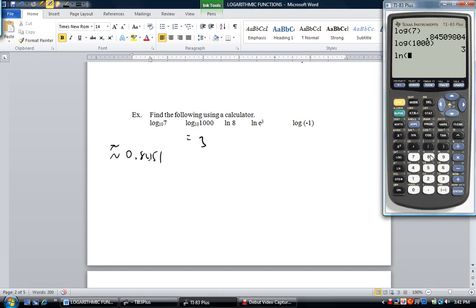Natural log of 8. Type that in, because we have an ln key. Notice ln. So I want to make sure you use the ln, not the log. You'll get a different answer if you don't. We get approximately 2.079.